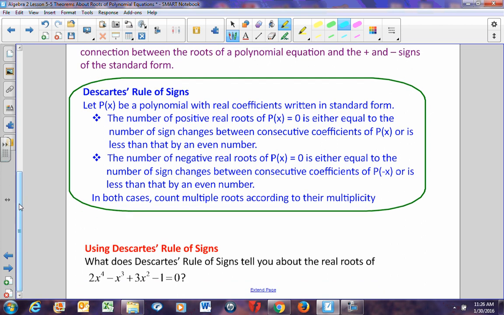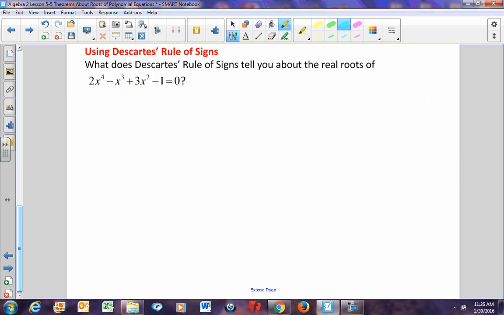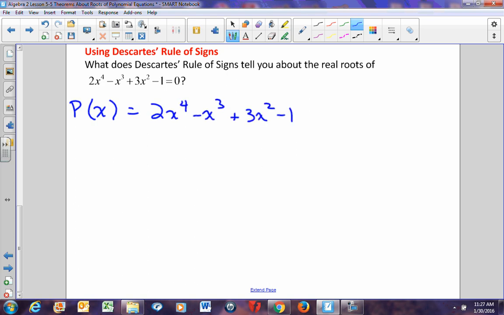Okay, what does that mean in people terms, or in math terms? What does René Descartes' rule of signs tell us about the real roots of 2x to the fourth minus x to the third plus 3x squared minus 1 equals 0? Okay, we look at P of x, which is exactly 2x to the fourth minus x to the third plus 3x squared minus 1. There's a sign change from here to here, that is one sign change. From here to here is another sign change, and from here to here is a third sign change. So there are 3 sign changes.